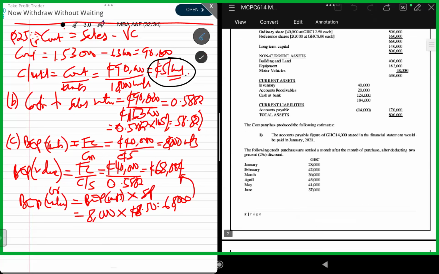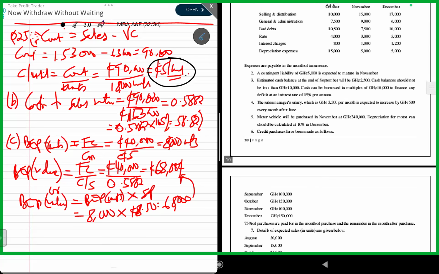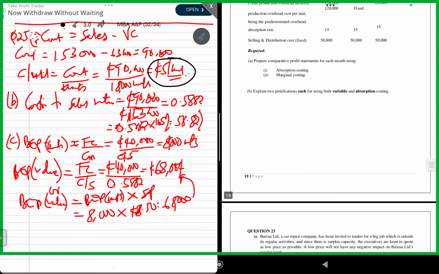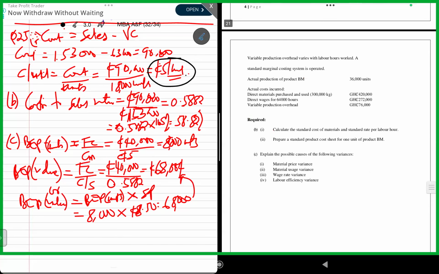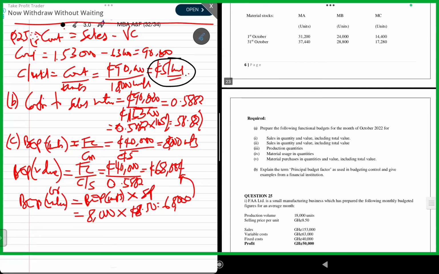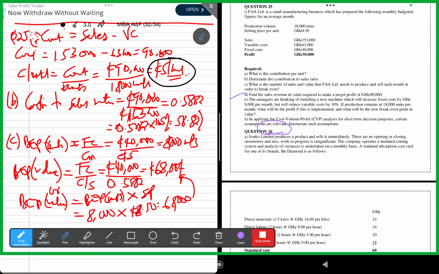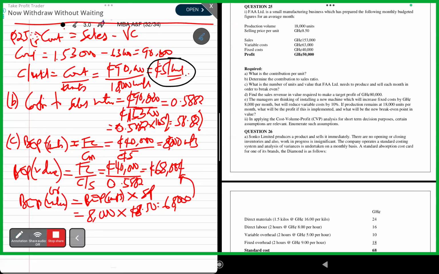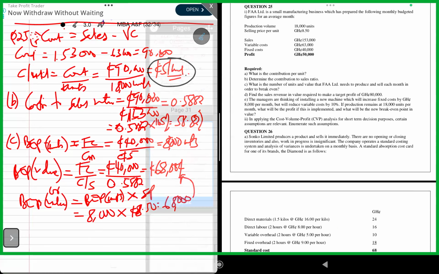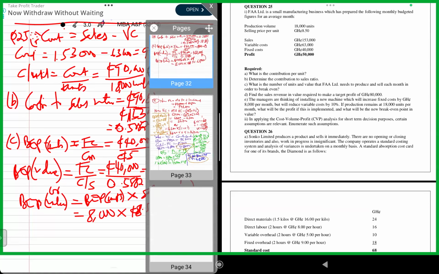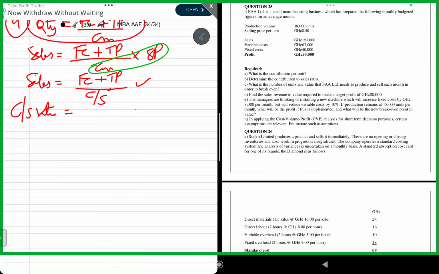So the question is saying that we should find it. I should use the old contribution, not the new one, because the D we are solving for was there before the E. So I should use the old contribution per unit, and the old contribution per unit is 5 cedis. And I'll take this. The selling price has still been the same. So I'll find the CS ratio.